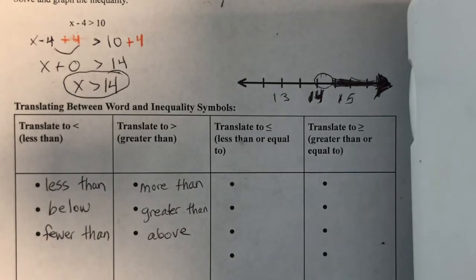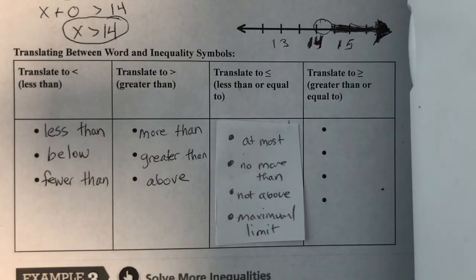Just like we had below, if something's going to be above 5, that means it's going to be greater than 5. Okay, so now we have less than or equal to. For less than or equal to, we have at most, no more than, not above, and maximum or limit. If something says at most 5, it's going to be 5 or less than 5. So that's why it's less than or equal to. Same with no more than, not above, and the maximum. Our maximum is 5, so it can be 5 or it needs to be less than 5.